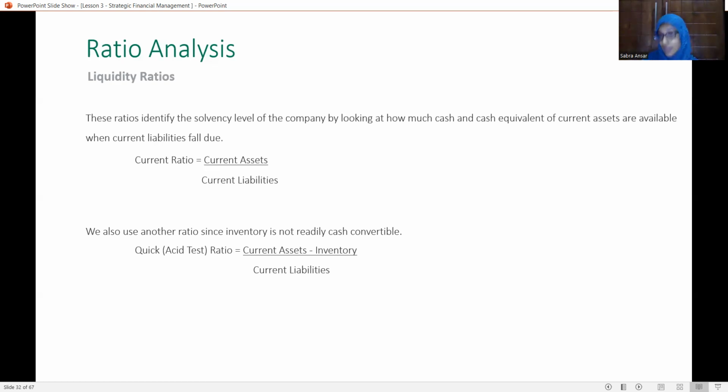So if it's more than that, that means we have more money with us. We have more money even if we pay up all the current liabilities, which shows a good position when it comes to the liquidity position of the company. So that's why we say that if the current ratio is more than 1, it is supposed to be good.